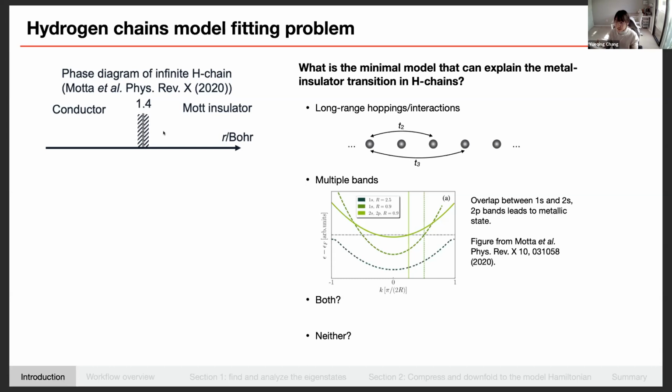A natural question to ask is what is the minimal model that can explain this metal insulator transition for hydrogen chains as it approaches the thermodynamic limit? Of course, we know that a single band Hubbard model cannot do this job. So one may say that maybe we can add in long range hoppings or long range interactions. Or another scenario might be we need multiple bands for the metallic state, which is suggested by this paper. The authors suggested that it is the overlap between the 1s and 2s 2p bands in the metallic state that gives rise to this transition. These two scenarios are not mutually exclusive, so maybe we need both of them in order to explain this metal insulator transition, or maybe neither of them can work. Maybe we need even higher order terms, or it is really hard for us to write down a sparse Hamiltonian in this metallic region using a localized basis.